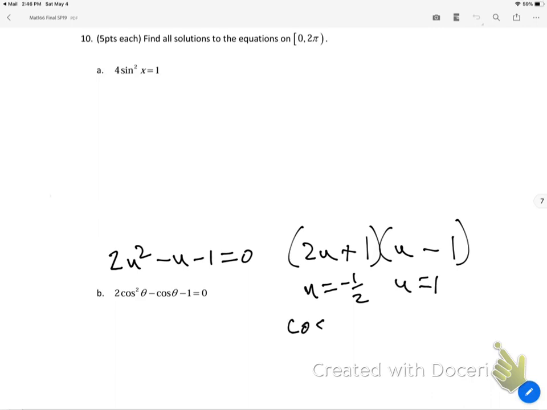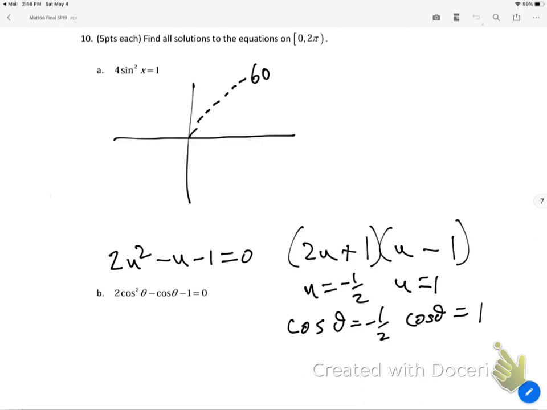Or rather, cosine theta equals negative 1/2. Cosine theta equals 1. So where are cosines negative? Okay. First of all, a half. Cosine of a half is 60 degrees or pi over 3. So where it's negative, that is going to be 120 degrees. Where else is it negative? It's negative here at 240 degrees.